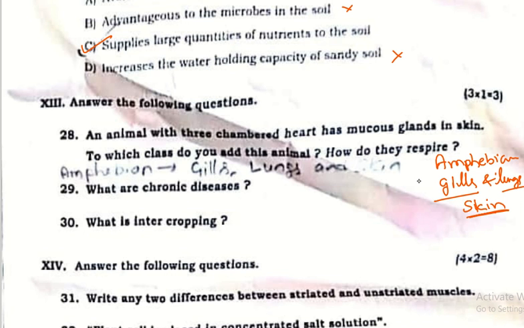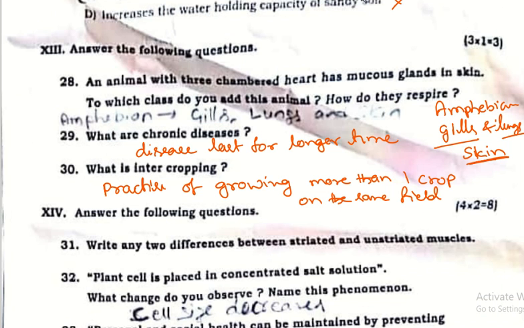What are chronic diseases and what is intercropping? Okay, what is chronic disease? A disease that lasts for a longer time, that is 3 to 4 months, is called a chronic disease. And what is intercropping? Intercropping is the practice of growing more than one crop on the same field.